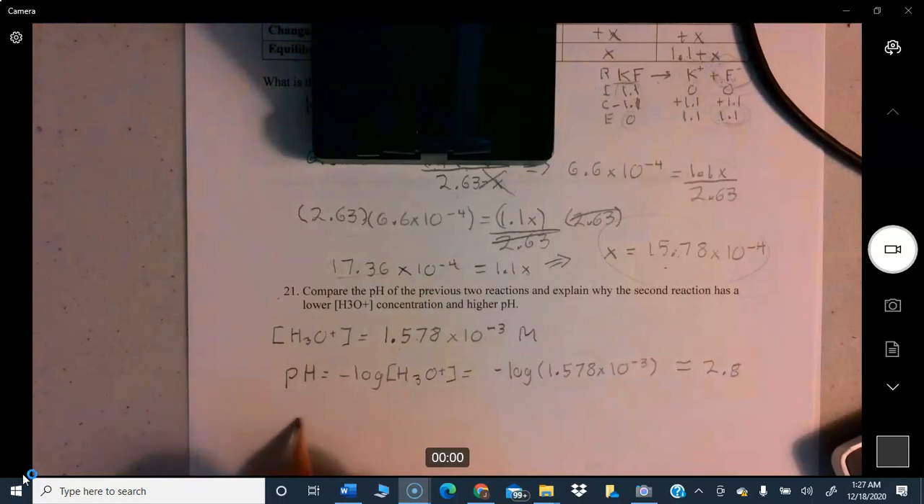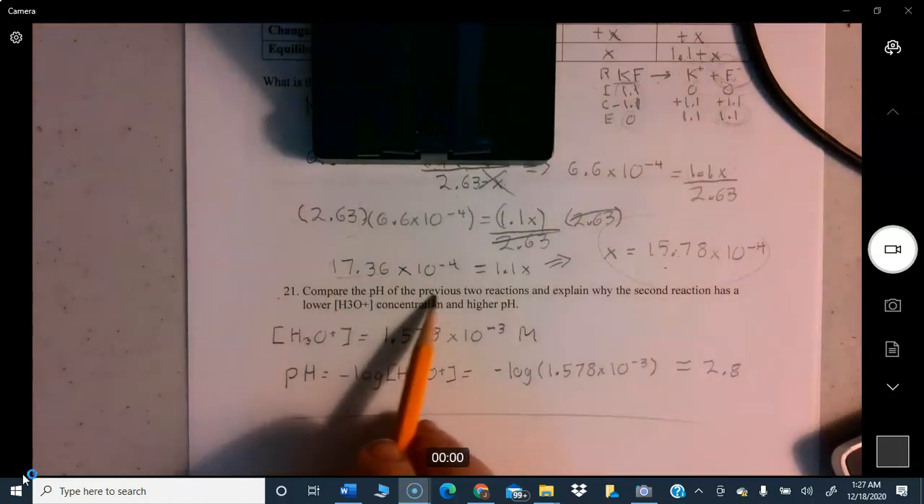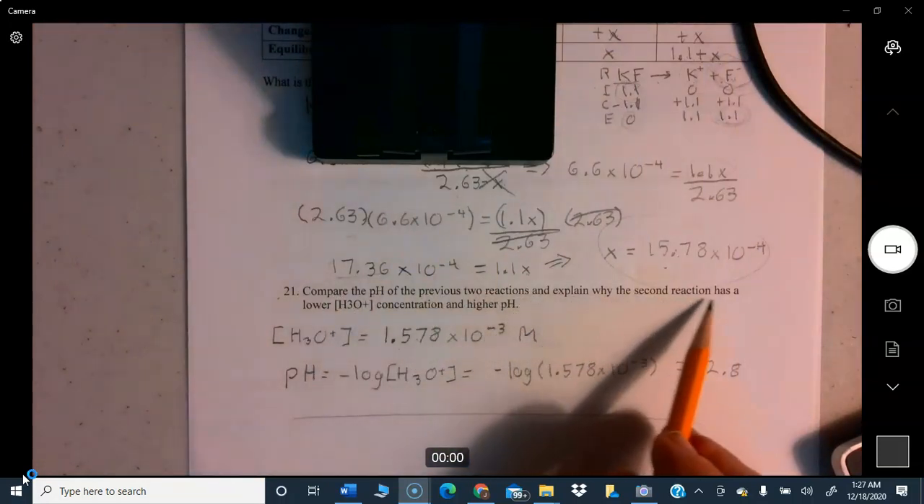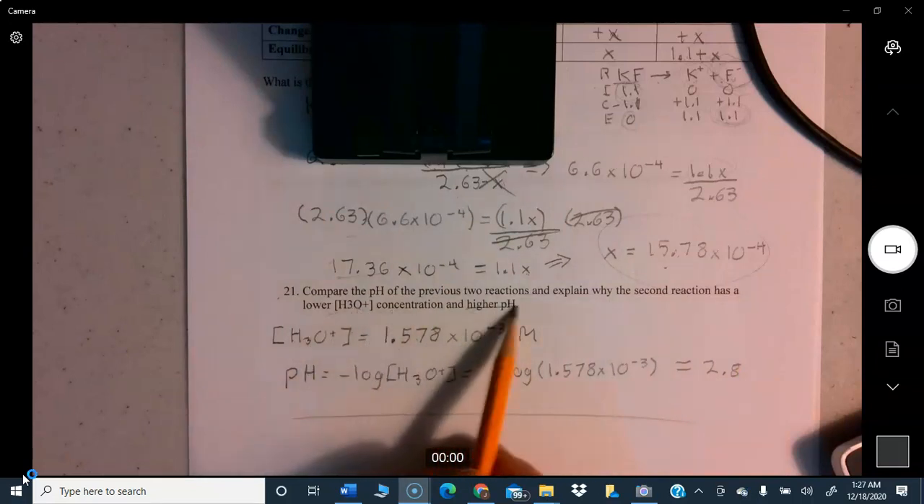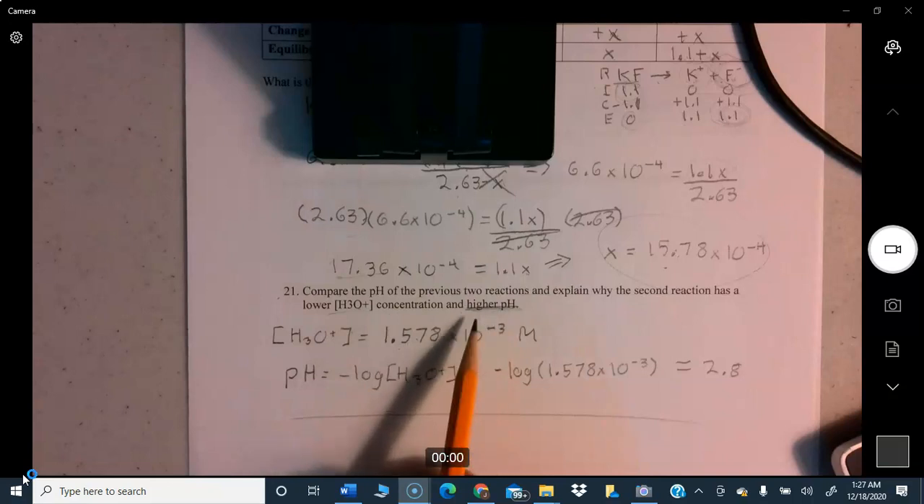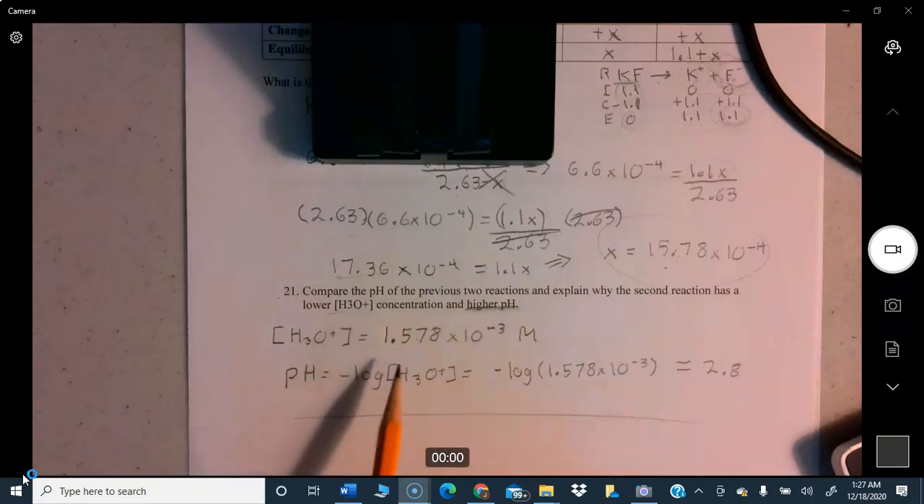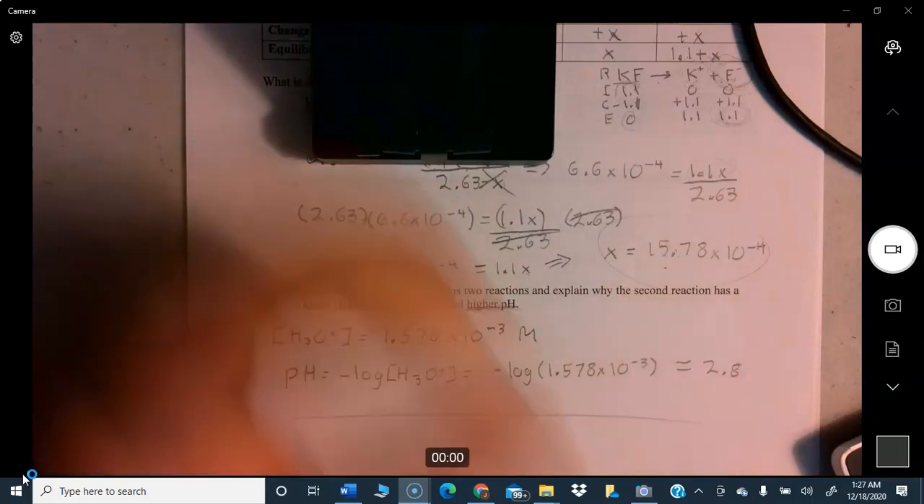So let's go ahead and I'm going to answer this question. Compare the pH of the previous two reactions. Explain why the second reaction has a lower H3O concentration and a higher pH. Let's just focus on the pH. Higher pH means lower H3O concentration, and it's an easier number to work with. So let's just focus on that.